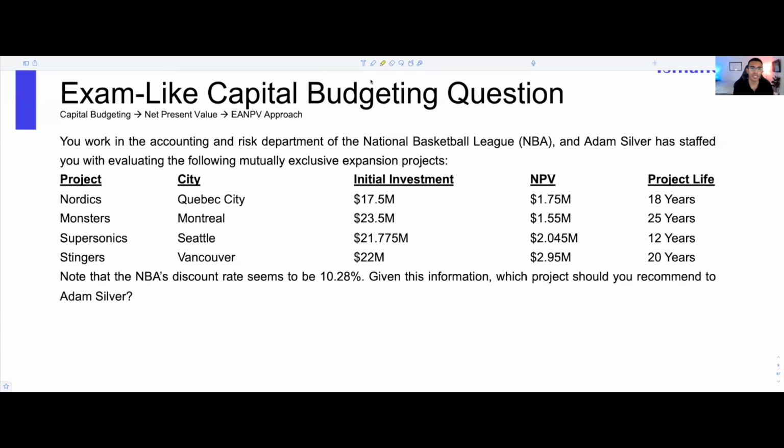Okay, so now we're going to deal with a very interesting type of capital budgeting question that's going to touch upon the net present value, but we need to use a different approach because we're going to be looking at different projects with different lifetimes, different timelines. As you can see on the screen, we have 4 different projects with 4 different life expectancies. And when you deal with stuff like that, you've got to use the EANPV approach.